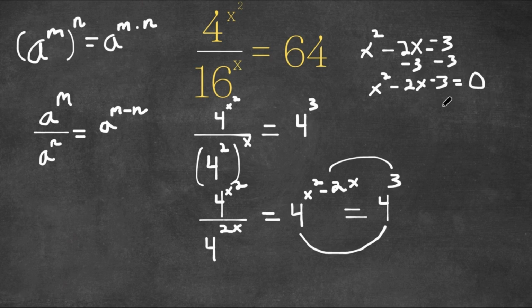So I'm actually going to plug this into the quadratic formula. So negative b, well, b is negative 2, so negative of negative 2 is positive 2 plus or minus the square root of b squared, so negative 2 squared, which is 4, minus 4 times a, which is 1, times c, which is negative 3.